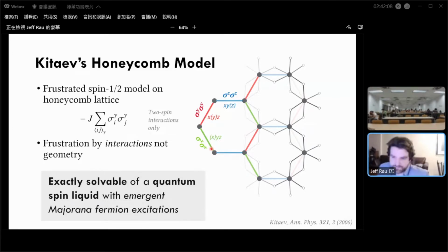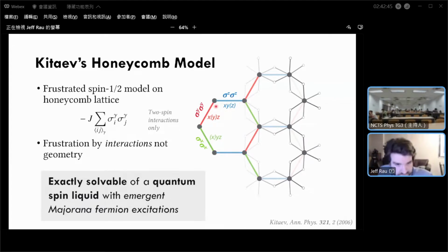This is a spin-half system on a honeycomb lattice. Unlike the spin ice system, it's not frustrated by geometry. The honeycomb lattice is not geometrically frustrated. If you just had an antiferromagnet on here, there's no issue at all satisfying all the interactions. It's actually frustrated by something else. And second, it doesn't have a clean classical limit to start from. For quantum spin ice, we started from classical spin ice and perturbed it. Here, this is fundamentally quantum. We start from a quantum limit from the get-go.